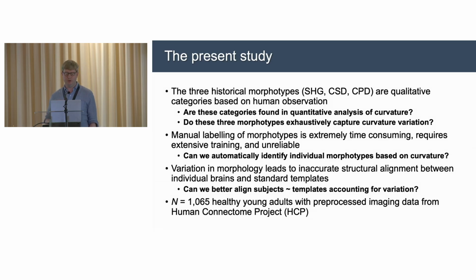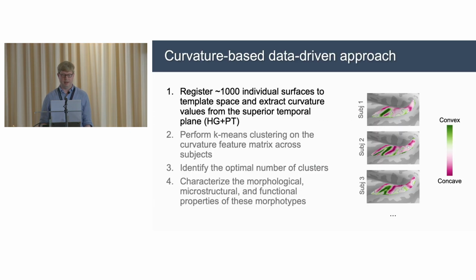So we'd like to have a way to do this automatically, and then also answer some theoretical questions about auditory cortex. Are these three morphotypes really representative in the data, or are they just something that neuroanatomists have kind of coalesced on over time and then it's become fixed in the literature? Can we link these patterns of macrostructural variation to patterns of microstructural variation or functional variation, and then can we build better alignment algorithms to register different brains to each other for group analyses?